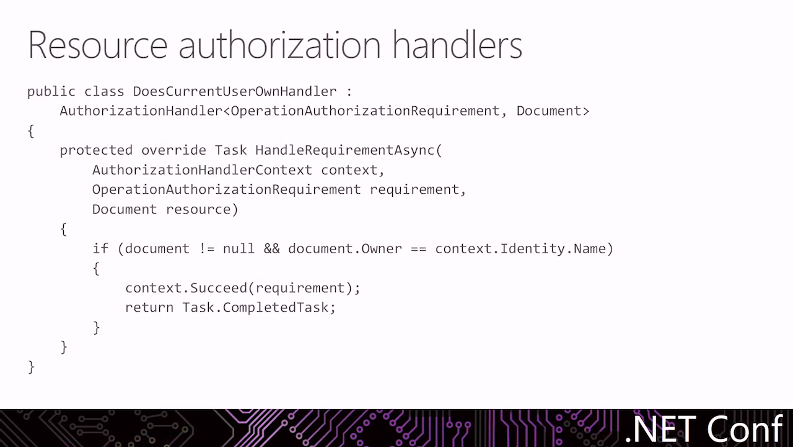It looks exactly the same as a non-resource authorization handler, except there's an extra parameter, which is, surprisingly, the resource. So it gets passed into HandleRequirementAsync, and lo and behold, we can do things on the resource properties, and away it goes.